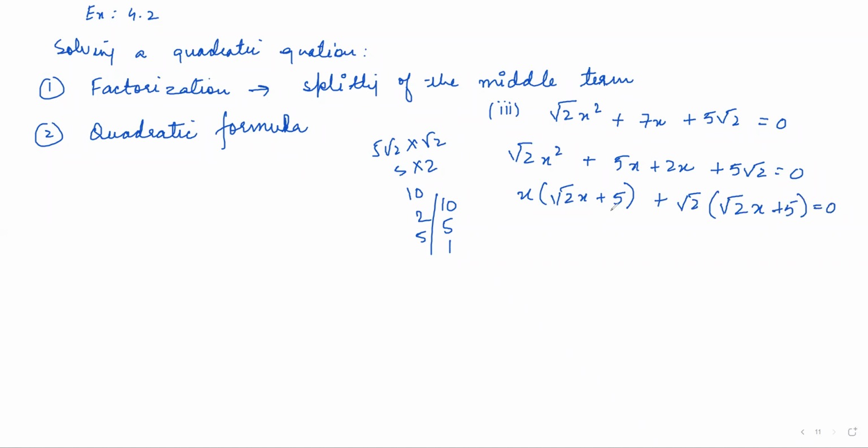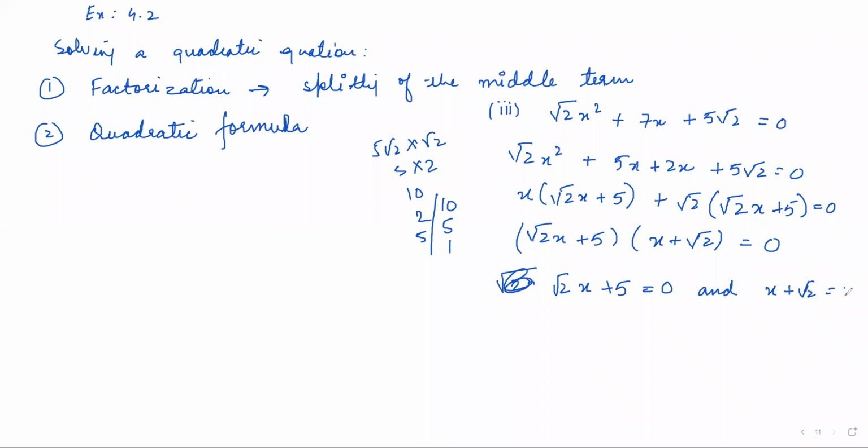So now this bracket is common in both the terms. You can take it common. And then you are left with x plus under root 2 is equal to 0. So you will write only root 2 is inside, plus 5 is equal to 0, and x plus under root 2 is equal to 0. Now, why do I write it? Because one time I bring this term in the denominator, it will become 0. So x plus root 2 will be equal to 0.